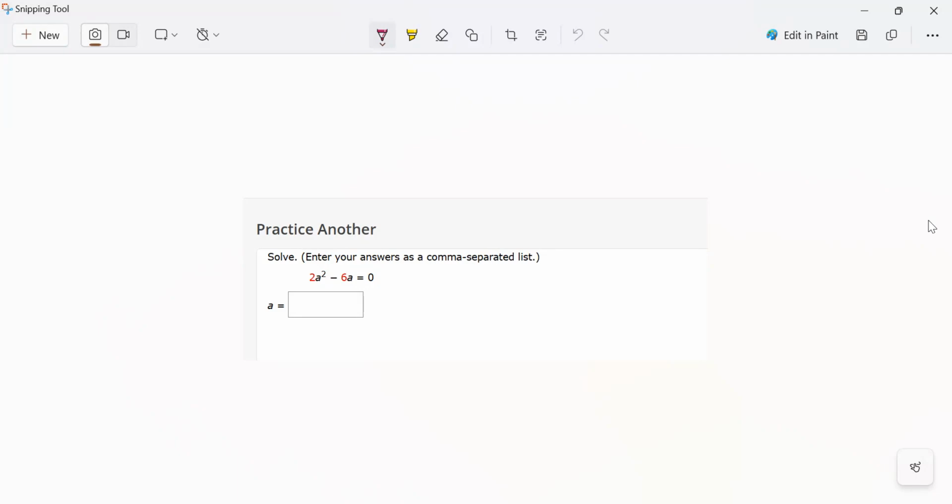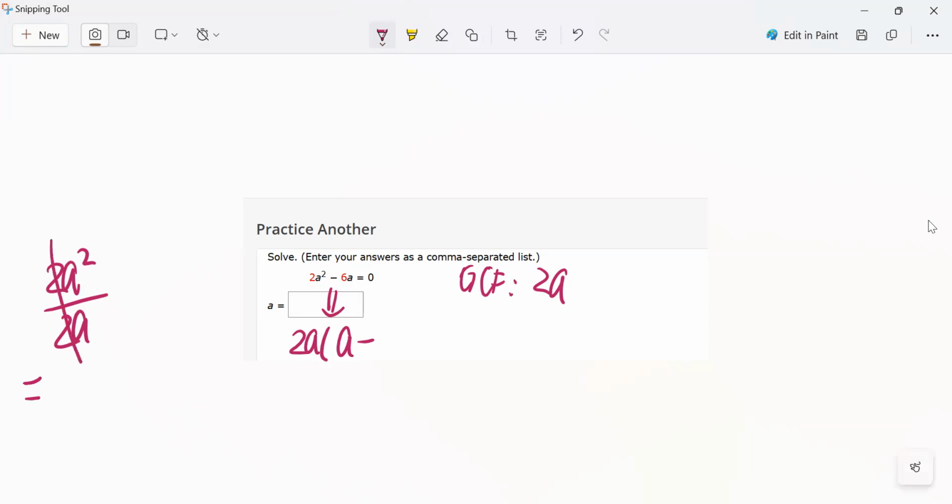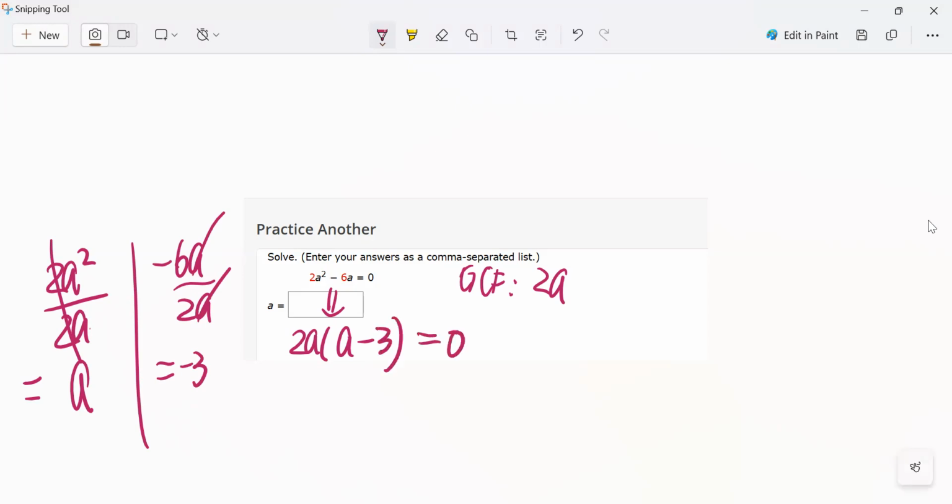So first of all, we factor by GCF, right? The GCF is going to be 2a. Without that, the first term becomes a. For the second term, if you want to figure it out by calculation, you do a squared over 2a. The 2 cancels, a squared over a will be a. And the other one is minus 6a over 2a. Negative 6 over 2 is minus 3, and a cancels. The second one will be minus 3 equals 0.